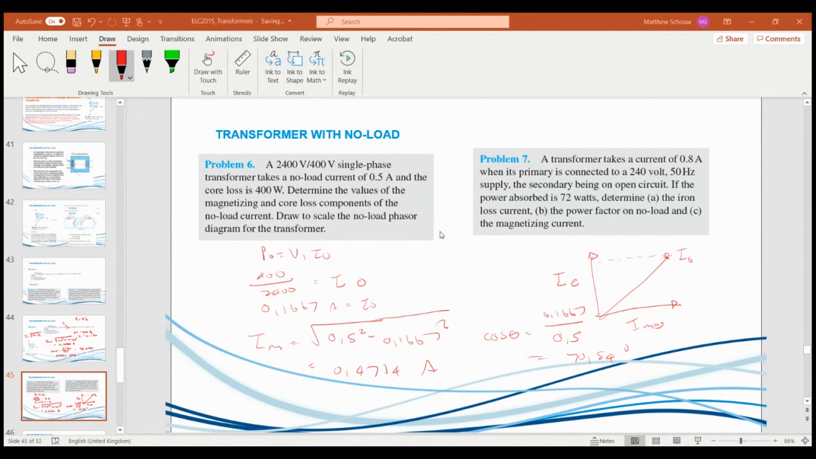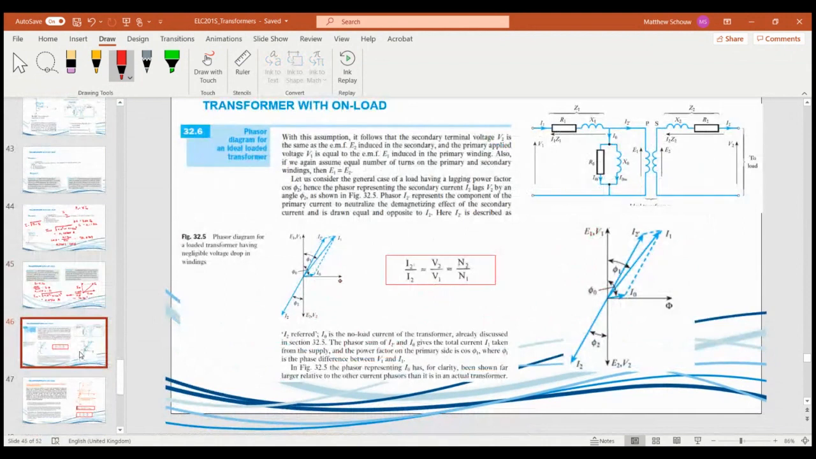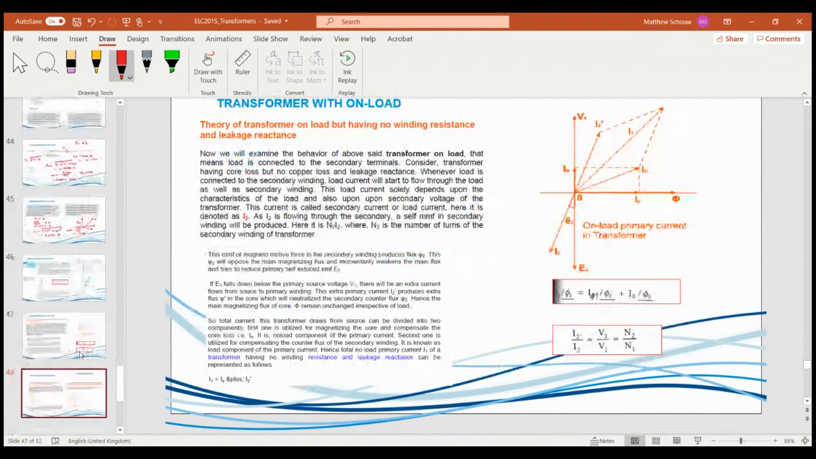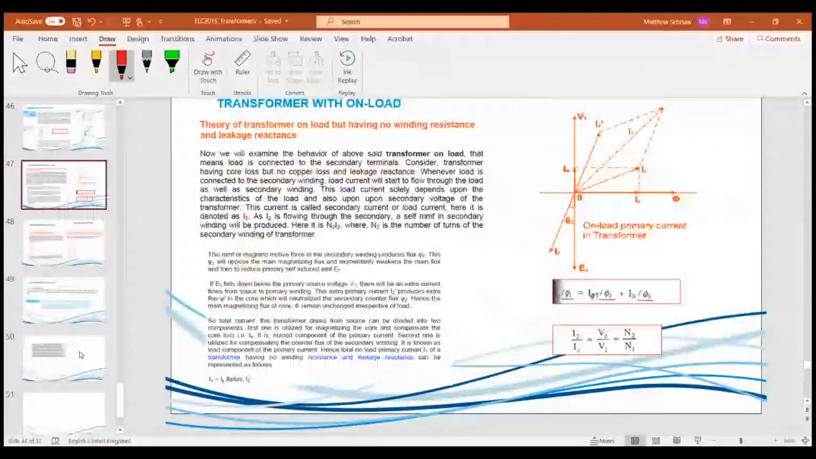The next one is basically the same: the iron loss current, the power factor, no load, magnetizing current. You can have a look and try those. It's not difficult. And then the last part of the lecture is the transformer on load. It looks like a mess, but it's really not. It's really basic actually.